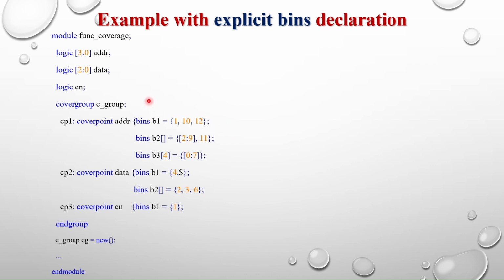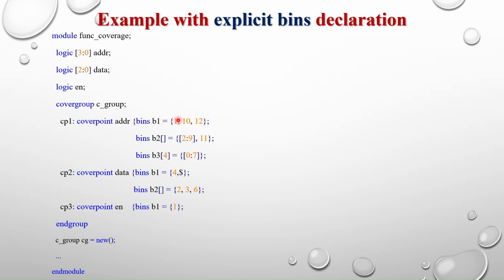Because in the implicit bins, we know that bins will be created automatically for all possible values of the variable. If the variable has 5 bits, then 2 to the power 5, 32 bins will be created for the cover point, right? So automatically bins will be created. But in the explicit bins, you can track only specific values, right? So here for example 1, 10, 12, only when you give any of these 3 values to the variable address, then this b1 will be counted in the coverage. Okay, only these 3 values it will track, not all the possible values of the address.